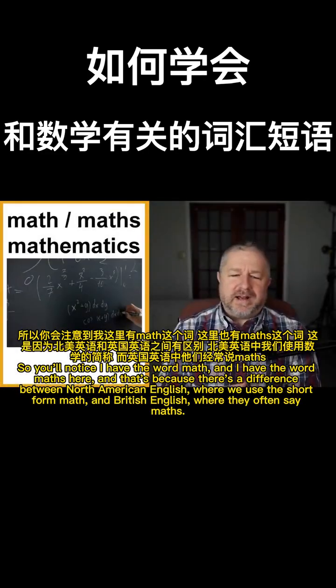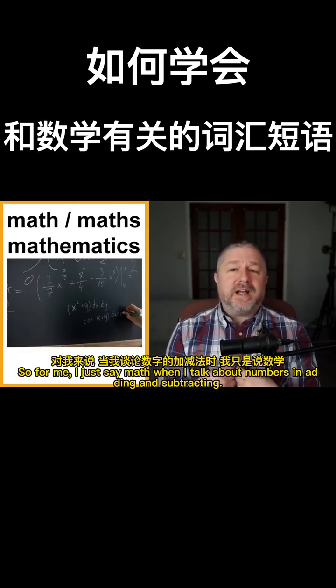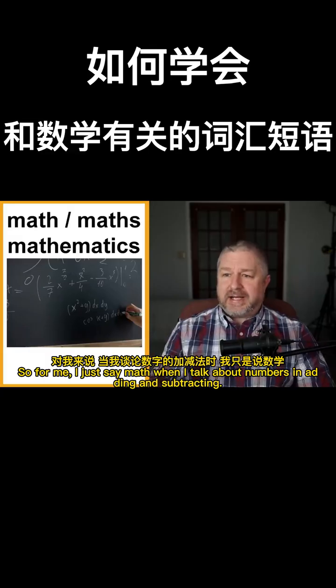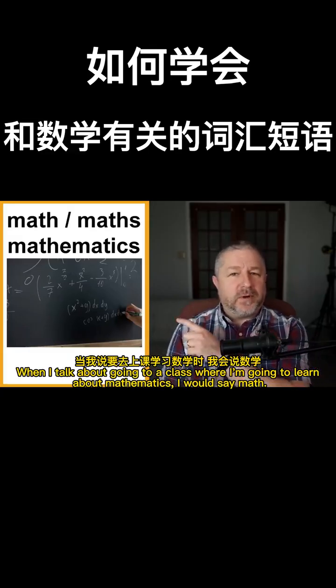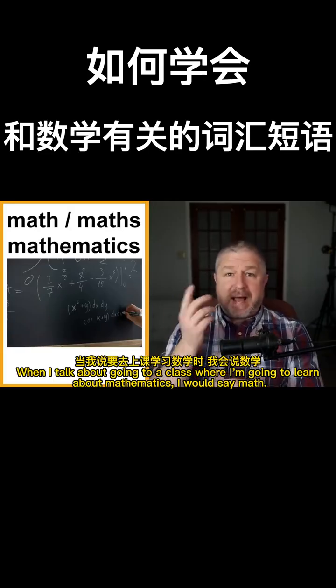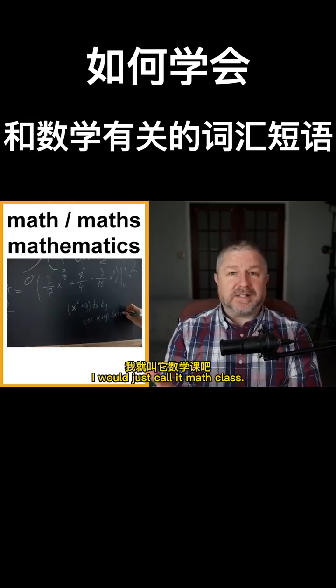So you'll notice I have the word math and I have the word maths here. And that's because there's a difference between North American English, where we use the short form math, and British English, where they often say maths. So for me, I just say math. When I talk about numbers and adding and subtracting, when I talk about going to a class where I'm going to learn about mathematics, I would say math. I would just call it math class.